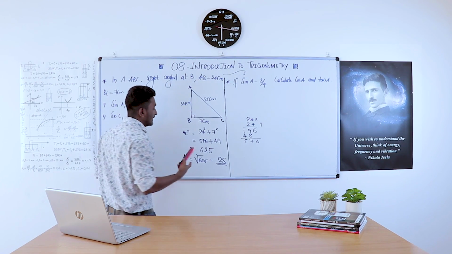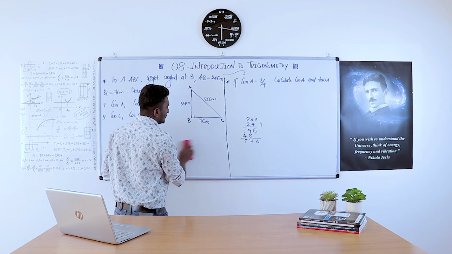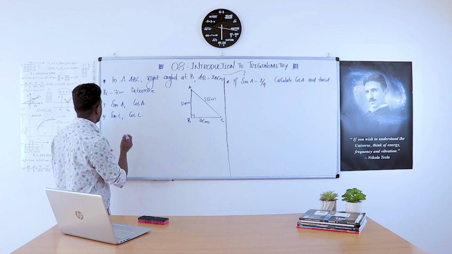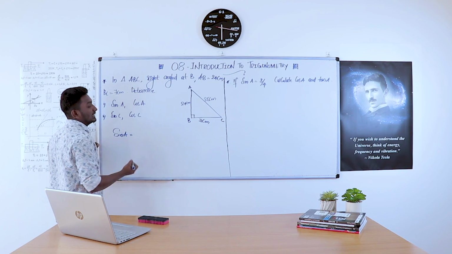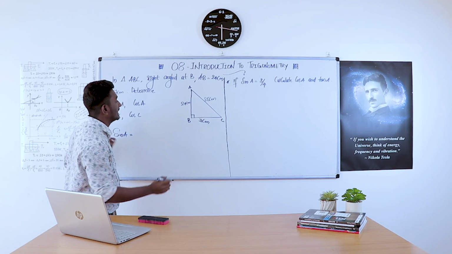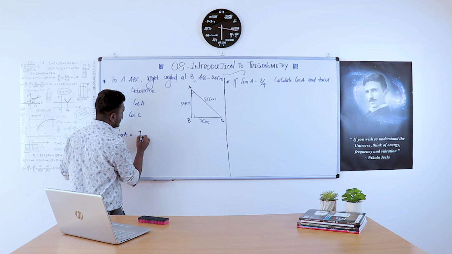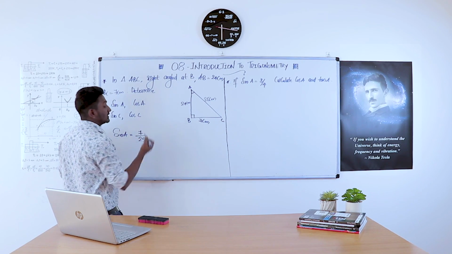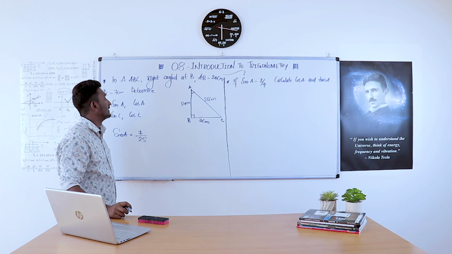So first we find the hypotenuse. Now we can find all the trigonometric values. First we need to find sine A. What is sine A? Sine A is equal to, the general equation is opposite side by hypotenuse. The opposite side of angle A is BC. BC is 7 centimeters, so 7 by hypotenuse. What is hypotenuse? It is 25. So sine A is equal to 7 by 25.